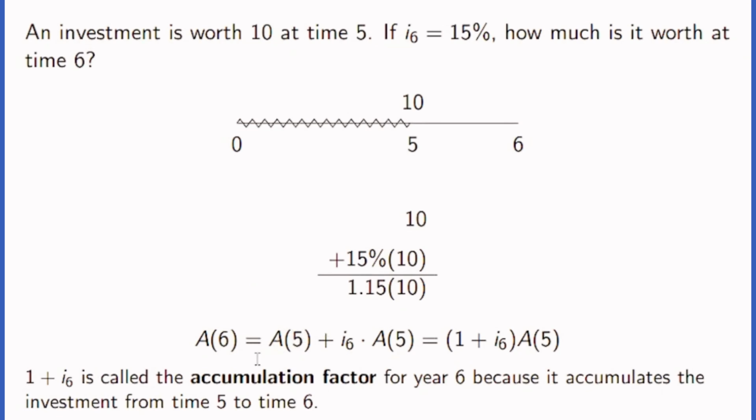So you're ready to find the amount at time 6. You have the amount you invested at time 5, plus the effective interest rate, which is 15%, times the amount you are investing, which is the amount of interest at that time. Factorizing the amount you invested, it gives you (1 + i6) times A5, which determines the amount at time 6. So this is what we call the accumulation factor for time 6, 1 + i6, for year 6, because it accumulates the investment from time 5 to time 6. That's why we call it the accumulation factor for time 6.